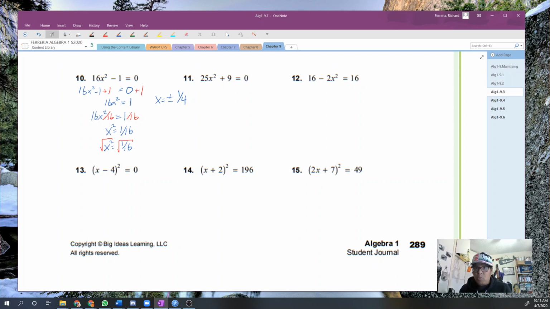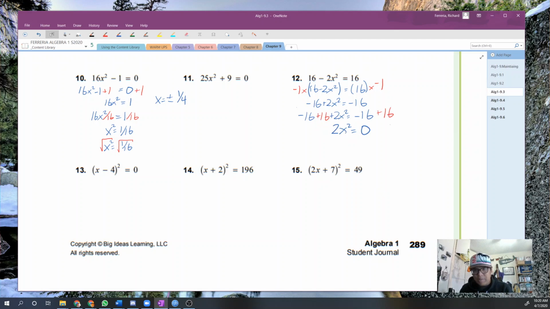Okay. Number 12, it looks like the first thing that we're going to want to do is probably multiply both sides by -1, because I'm seeing that we have a negative 2x squared, and I don't like that being negative. So I'm going to multiply everything by -1. We get a reversal of every sign. So -16 becomes 16, negative 2x squared becomes plus 2x squared, and 16 becomes -16. Your next step here is to add 16 to both sides, and you get 2x squared equals 0.